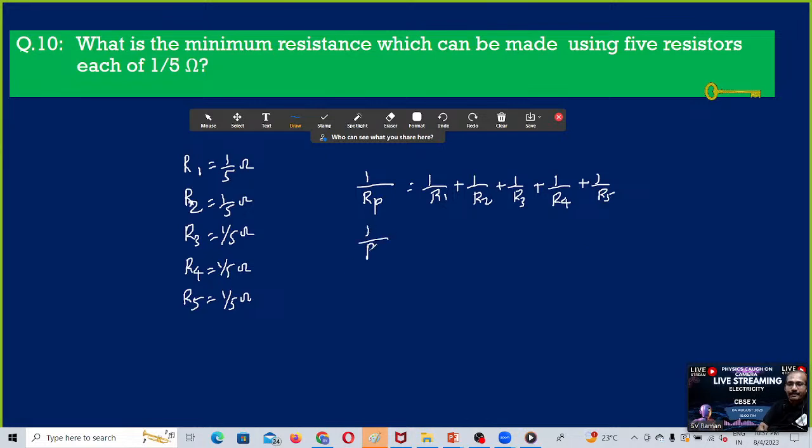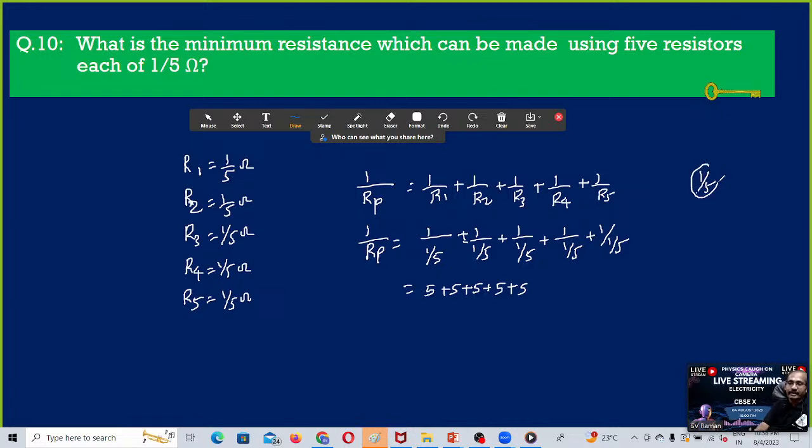So 1 by Rp is equal to 1 by R1, value how much? 1 by 1/5. Again R2 value 1 by 1/5, plus 1 by 1/5, plus 1 by 1/5. Now 1 by 1/5 is equal to 5, so 5 plus 5 and so on. This step students can understand easily. They are well aware of this. But for the 1 by R value, I noticed they directly put 1 by 5. So we need to focus much on the presentation of the R1 value.